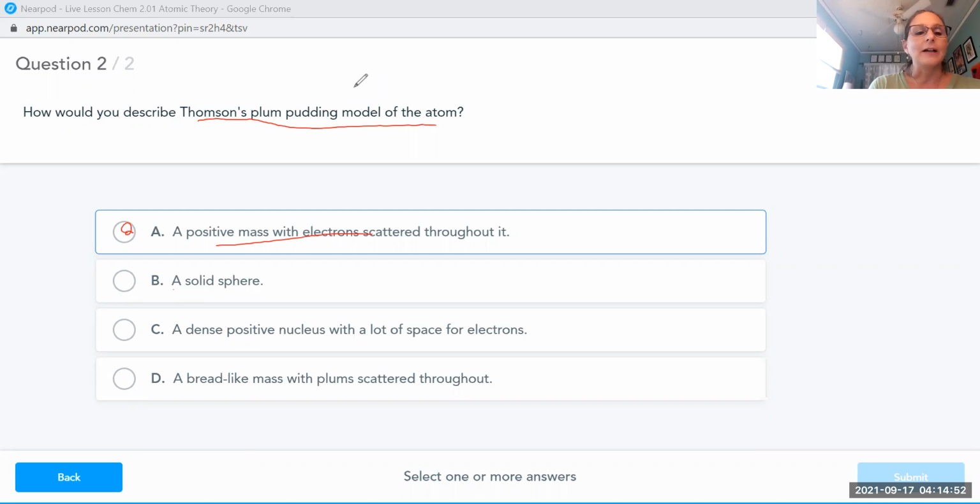My bad. A solid sphere? Nope, that's Dalton. A dense positive nucleus with a lot of space for electrons? Just so you know, that's Rutherford. That's what we're going to learn next. A bread-like mass with plums scattered throughout it. Although that's the analogy, that is not what an atom is, although that would be quite tasty. So the correct answer for this one is A.